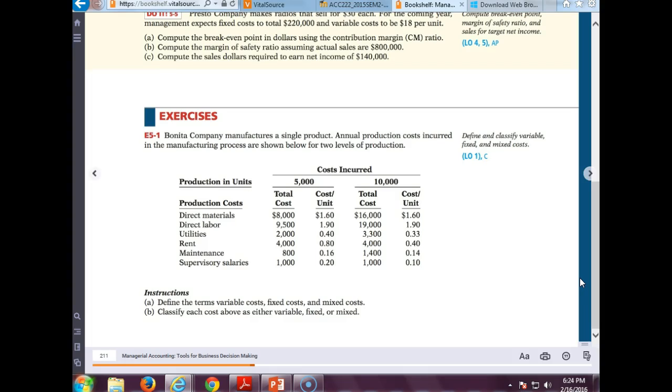Let's classify the costs as variable, fixed, or mixed. Okay? So, what do you think? Direct materials, variable. Direct labor, variable. Utilities, mixed. Rent, fixed. Maintenance, mixed. Supervisory salaries. Awesome.